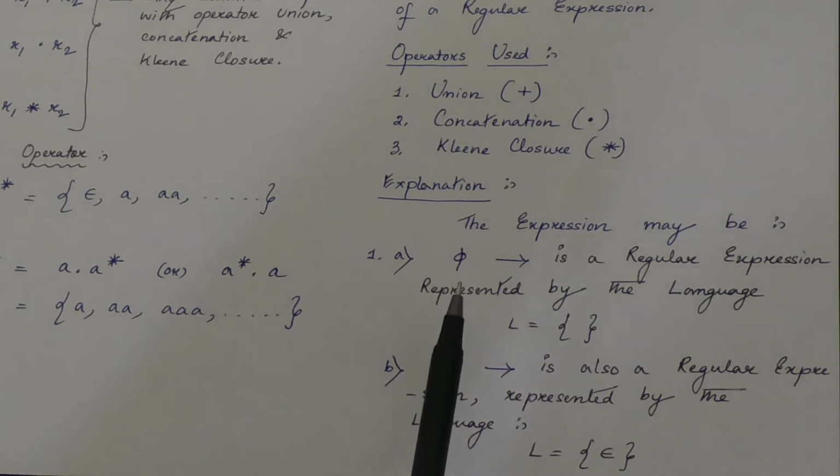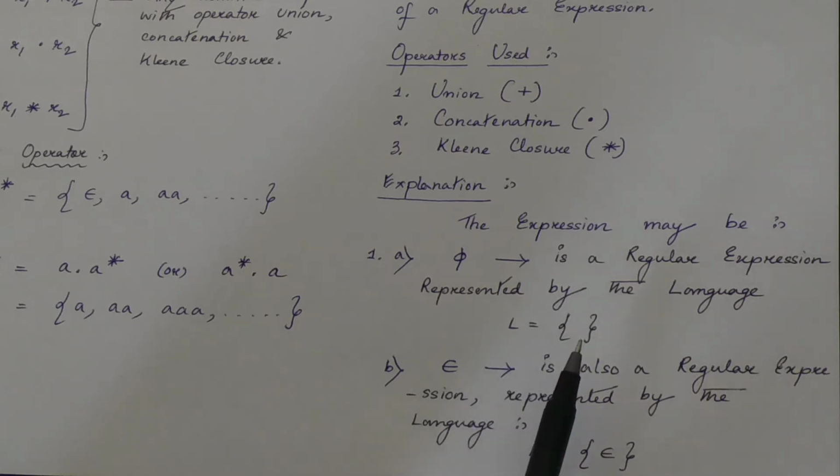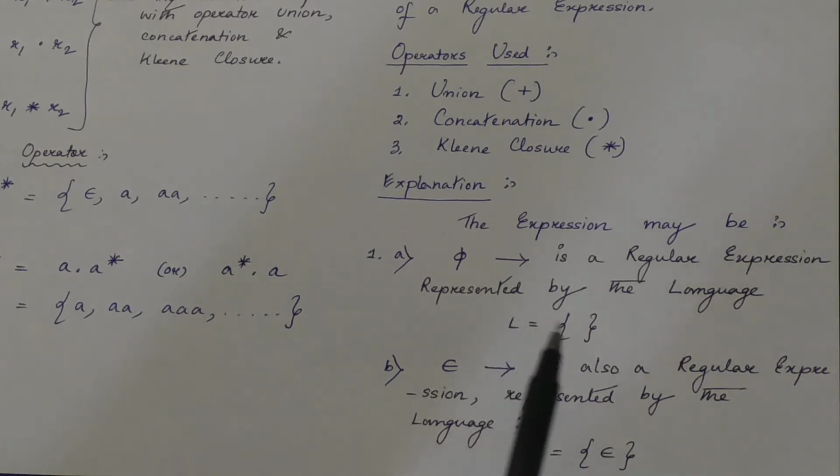The first expression I'm talking about is phi. If it is phi, then the language is represented by simply a bracket. I have already told you there is a small difference between phi and epsilon. Phi means nothing at all. That means the machine has not at all started, there is no transition, no strings. That's why the language is empty.